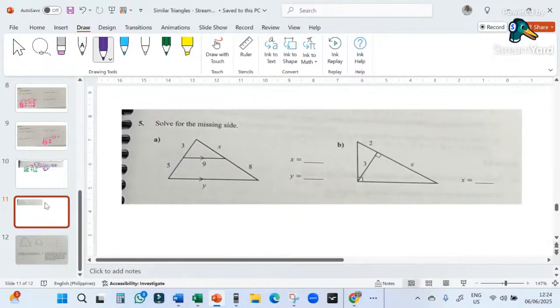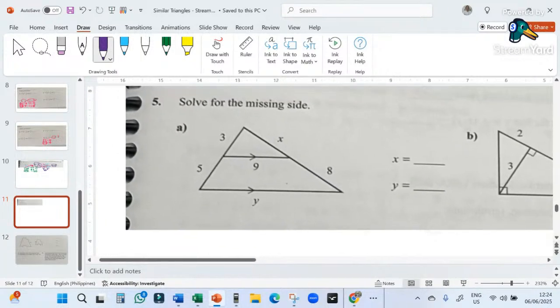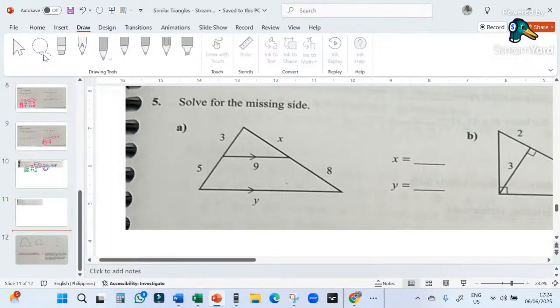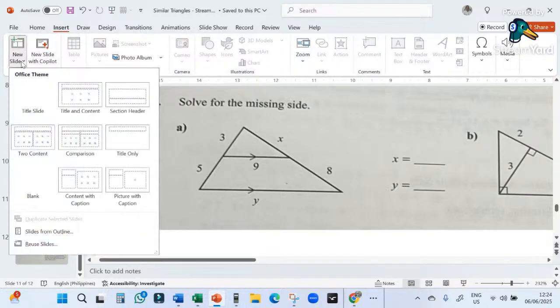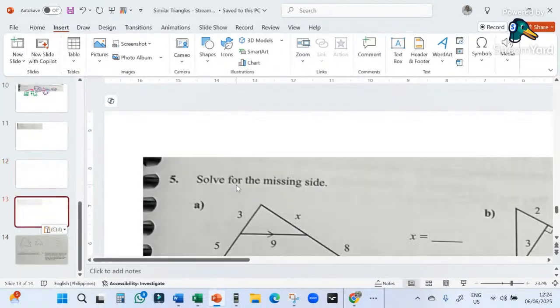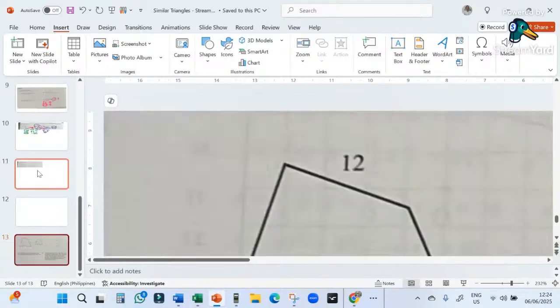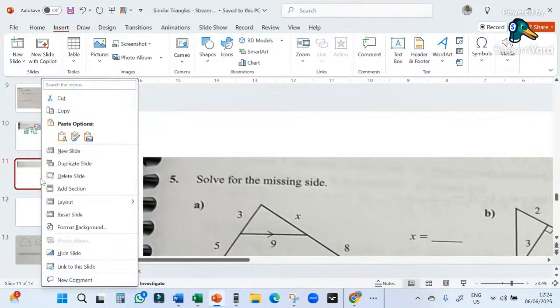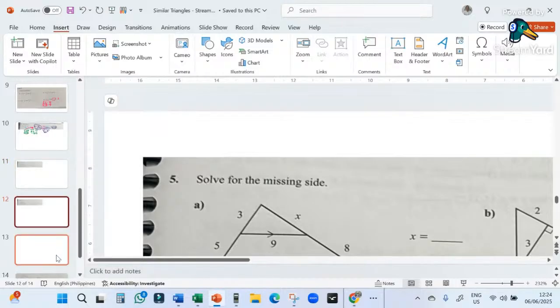Right. Now we move on to solving the missing side of a given triangle. This is similar triangles. Let me just copy this one because I need an extra later. So I'm going to insert a new slide here and paste that one because I'm going to solve two. Okay. That should be duplicated. Duplicate the slide. That's it.